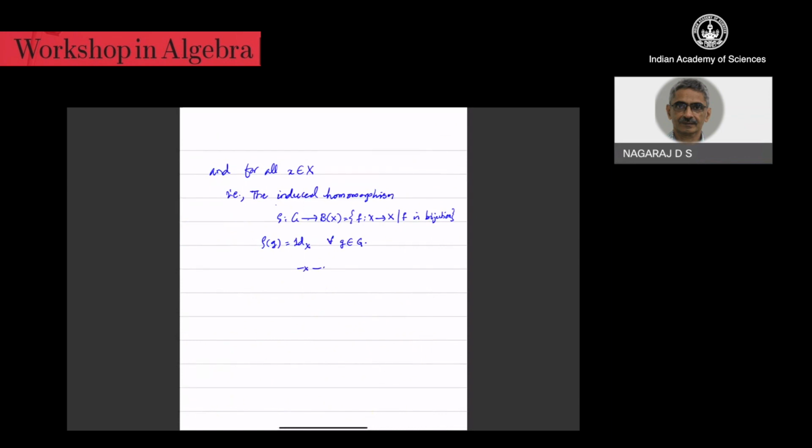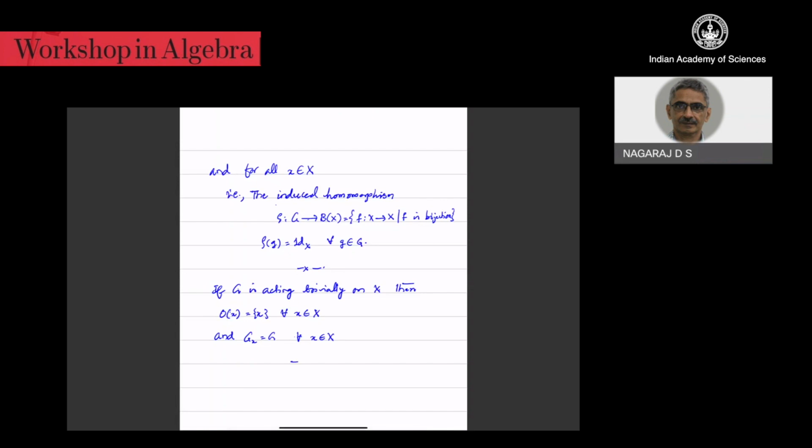Okay. So in this case, what are the orbits? If G is acting trivially on X, then the orbit O_x is the singleton {x} for all x in X, and the stabilizer G_x is equal to G for all x in X. So the equivalent condition that G is acting trivially means that the orbits are singletons for all x in X and the stabilizers are the whole group G itself. Okay, so this is what the action means.